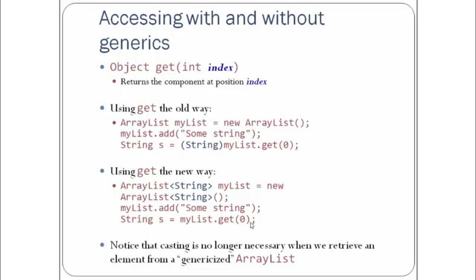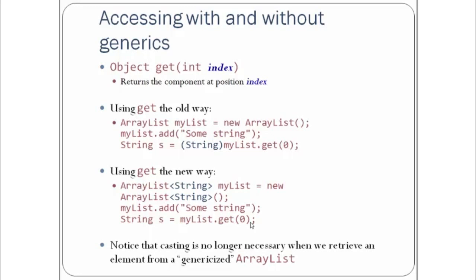Okay, now accessing with and without generics. So let's see this one. It says Object get(int index). This returns the component at position index. Then using get the old way: ArrayList mylist equals new ArrayList, mylist.add some string. Fine. Then mylist.get(0) will give you the string.